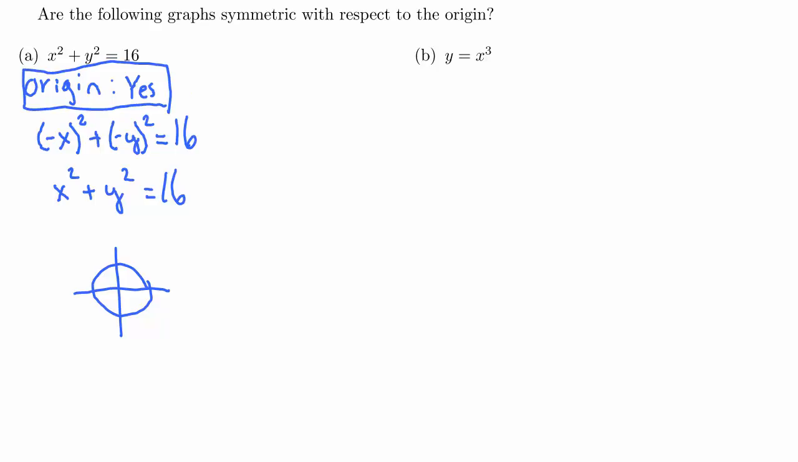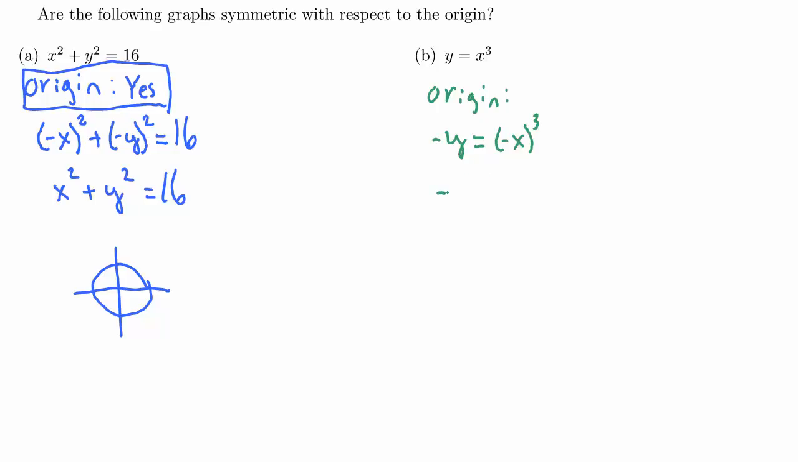Next, let's look at letter B. Letter B is y equals x cubed. Again, for origin symmetry, what I need to do is replace the x and the y with negative x and negative y respectively. So that gives me negative y is equal to negative x cubed.